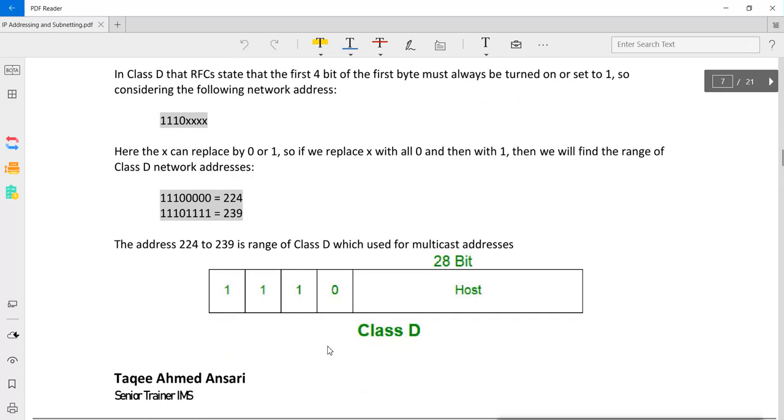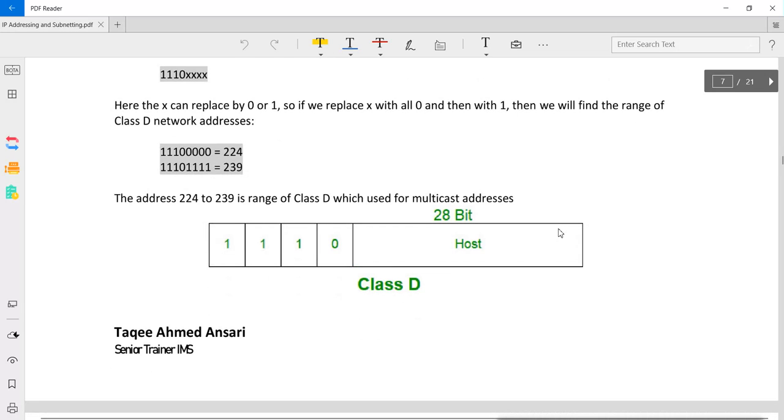So this one is reserved, but there is no network part and host part here because we can't use this IP for normal machines. It is reserved for multicasting. That means if you try to assign these IPs to any machine, any device, it will not allow it, it will not take that IP.